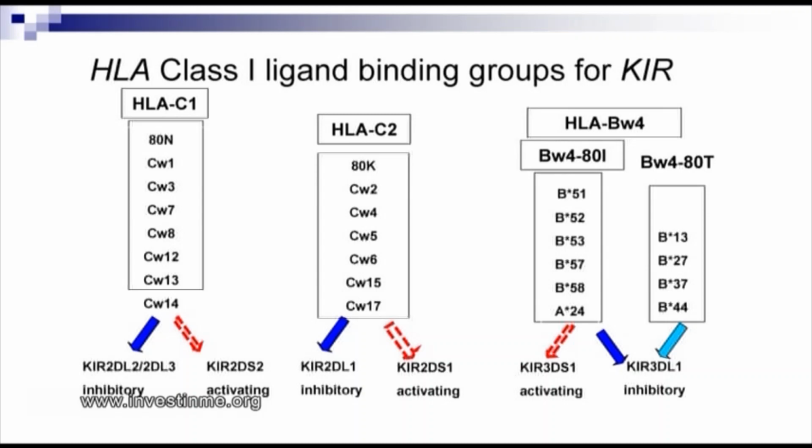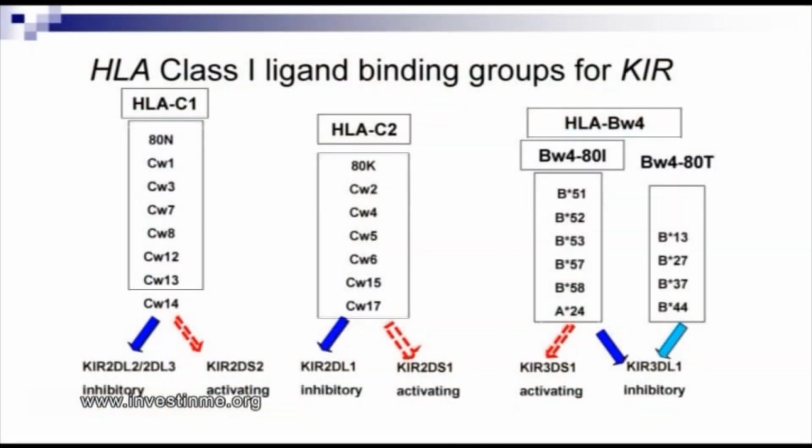Similarly, the lysine will bind to a binding partner of KIR 2DL1, and that is again inhibitory. The HLA-B4 has also a similar dimorphism with the threonine and the isoleucine, and you see that both of those KIR binding ligands favor that inhibitory KIR 3DL1.